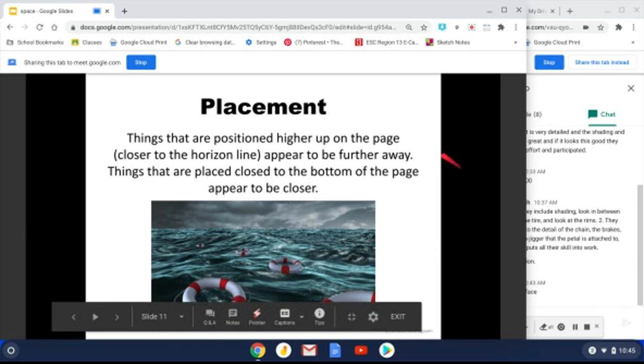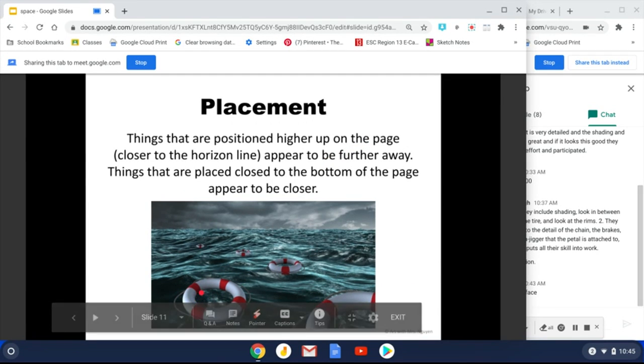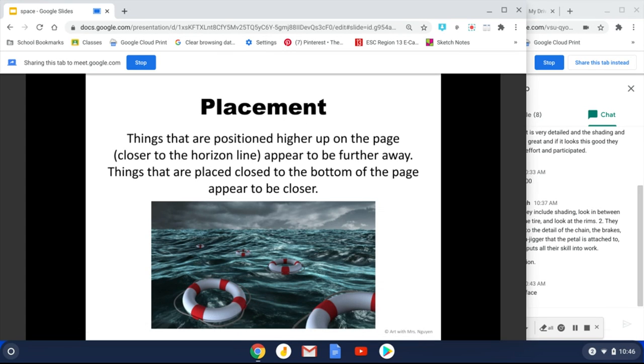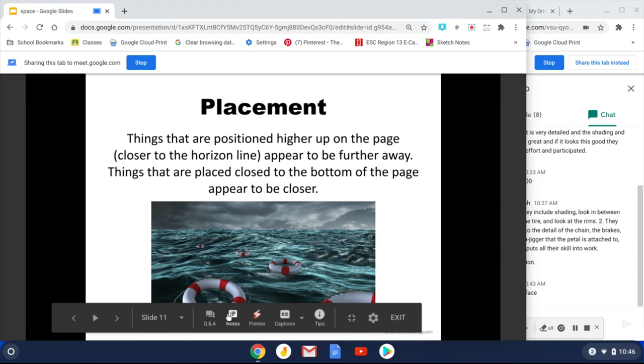So placement is where things are arranged on the page. So like this, life, yes. What's it called? A lifesaver. Yeah. So this lifesaver that's closest to us is in the foreground. And then we have the ones that are smaller. They're getting smaller as they're going further off in the distance.